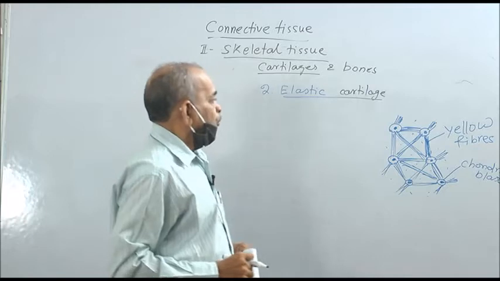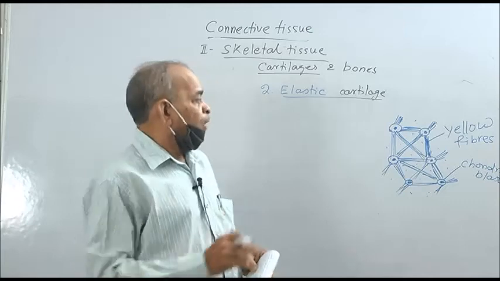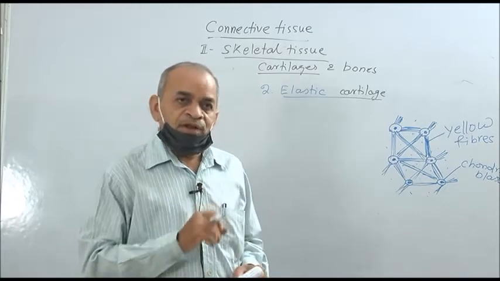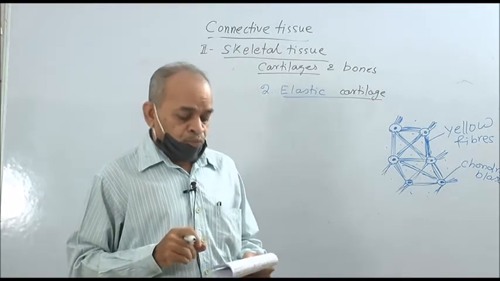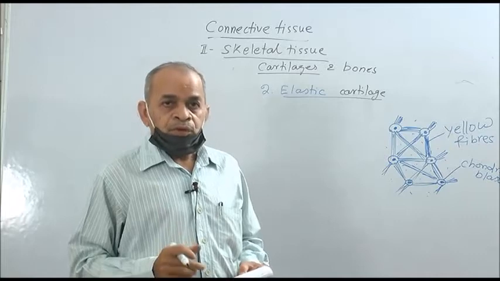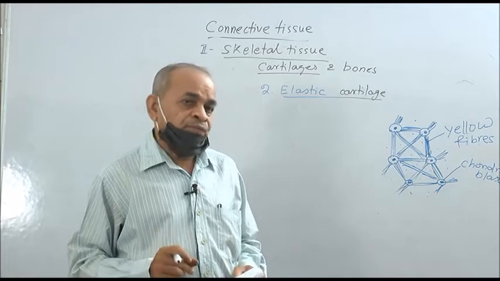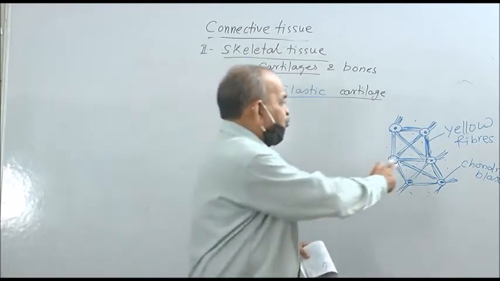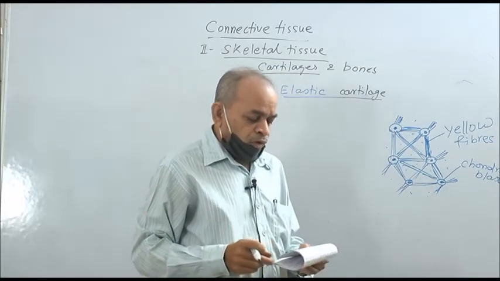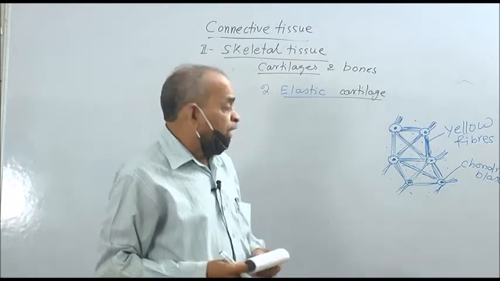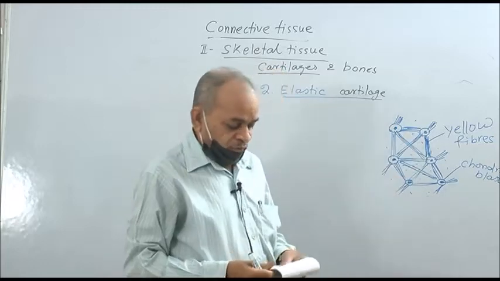So this is elastic cartilage. It is fundamentally similar to hyaline cartilage. It is more elastic or flexible. This is because of the presence of numerous yellow fibers running through the matrix in all directions. You can see it runs through the matrix in all the directions.